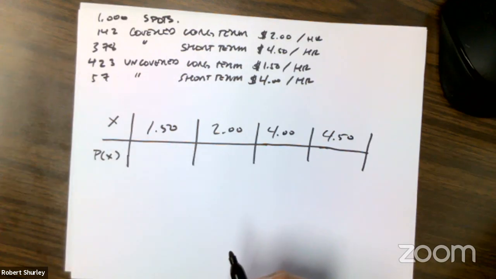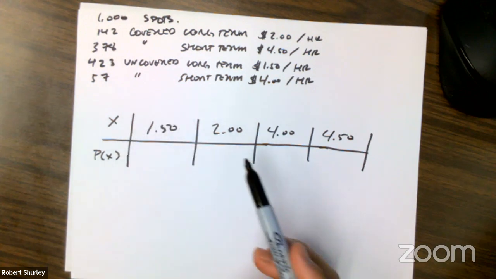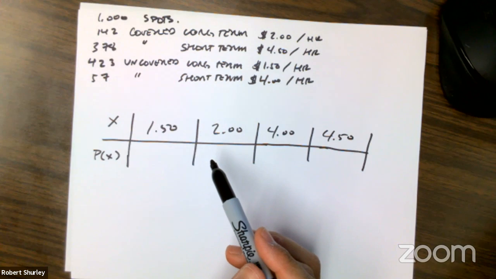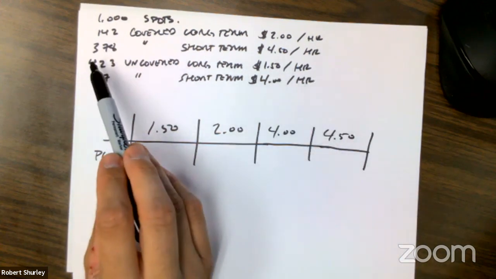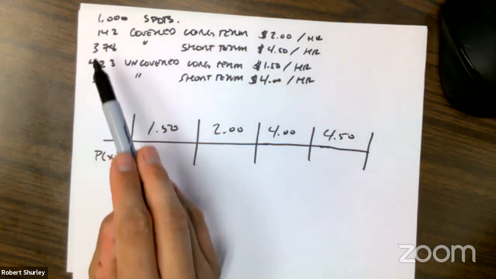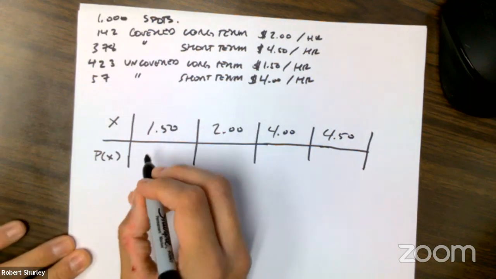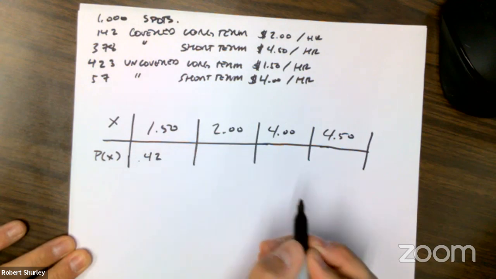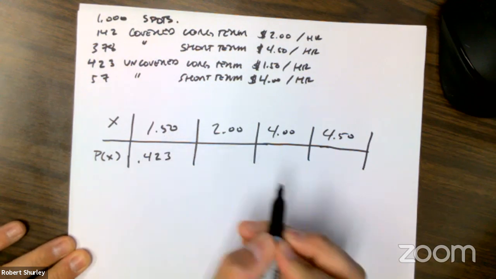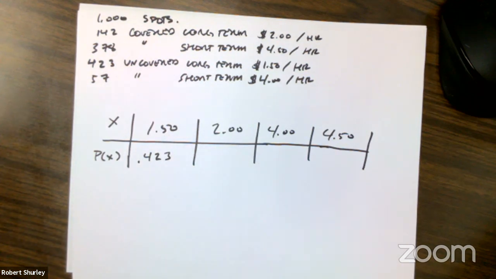So if we just randomly walked out there and chose a spot, they want to know what's the probability you choose a spot that's $1.50. Well, look, there's 423 spots that are $1.50, right? 423 out of 1,000. Now what's nice is we're at 1,000. It's just 0.423, right?